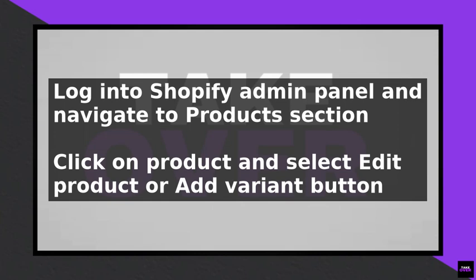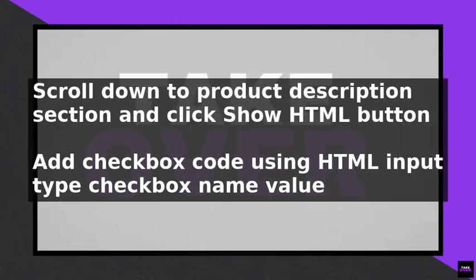Or click on the More Actions drop-down menu and select Edit Product if you want the checkbox to apply to the entire product. Scroll down to the Product Description section and click on the Show HTML button. This will open the HTML editor, where you can add the checkbox code. To add a checkbox, you will need to use HTML code.